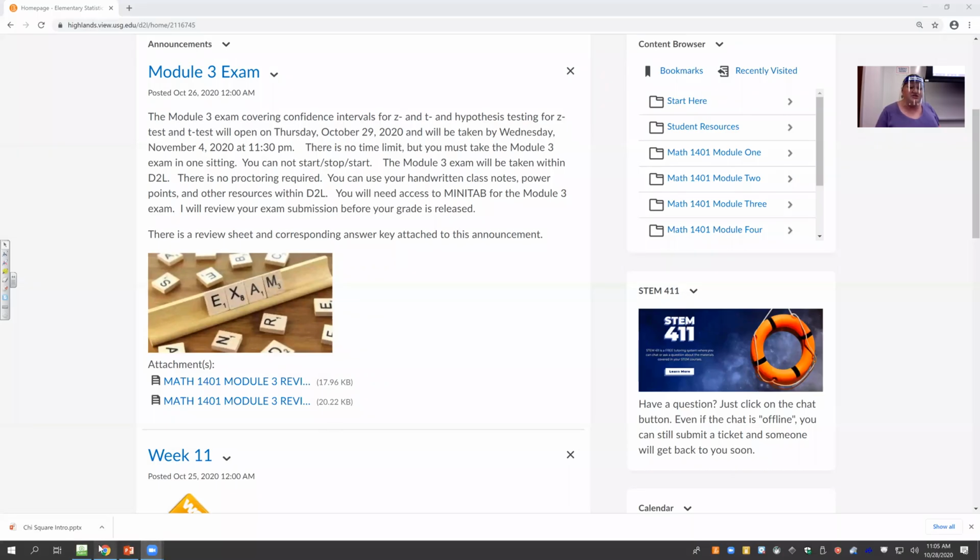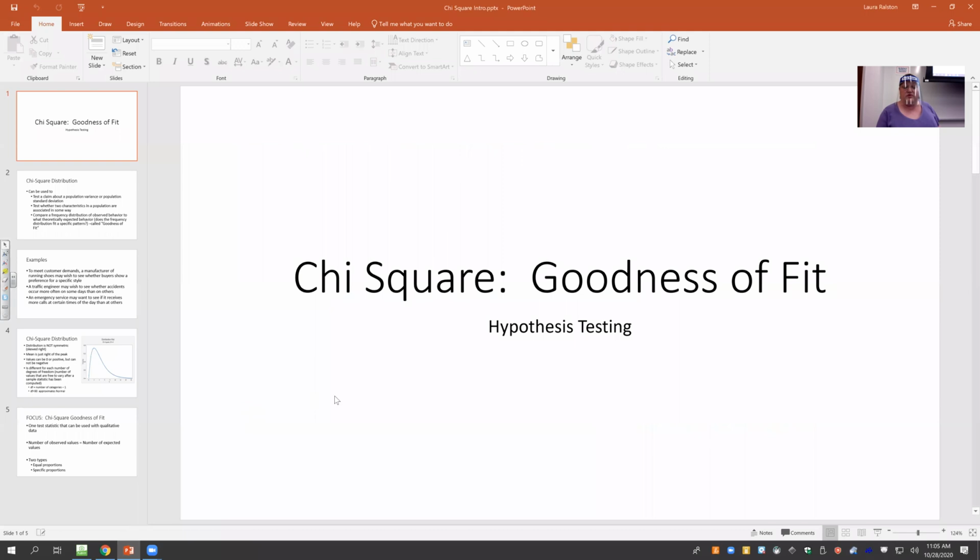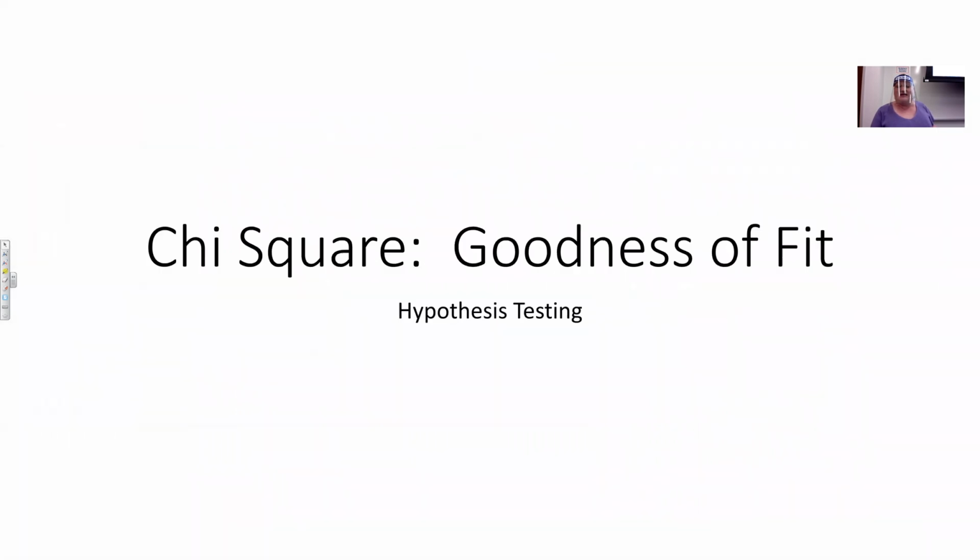And so I am going to record the class today for that reason. And I'm going to start with this PowerPoint about chi-square goodness of fit. It is not currently in D2L, but I'll post it there later so you can look at it.